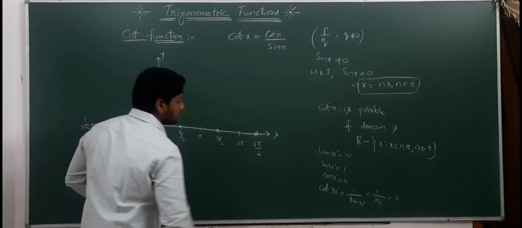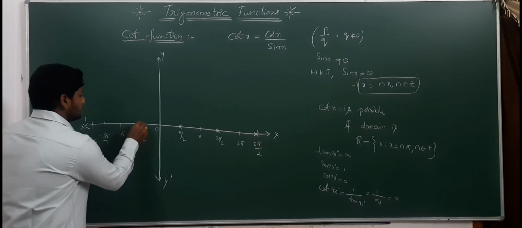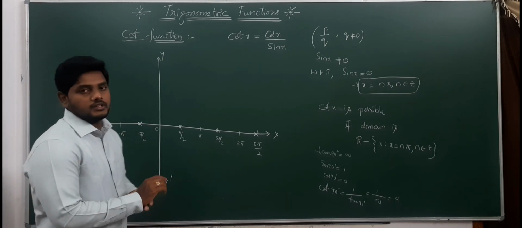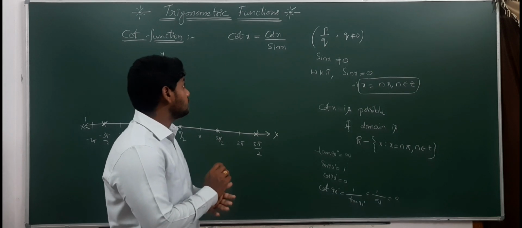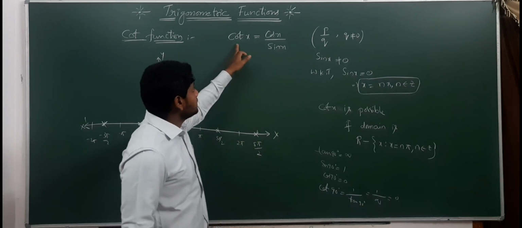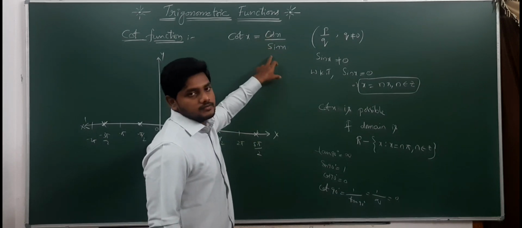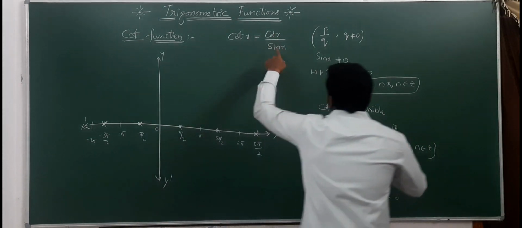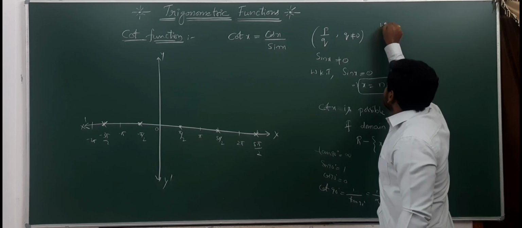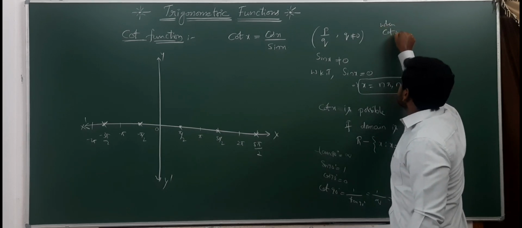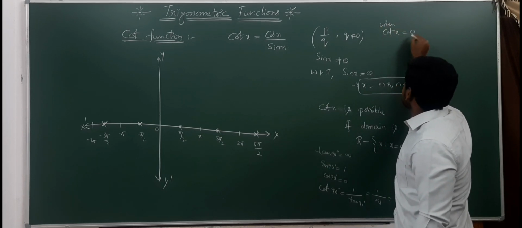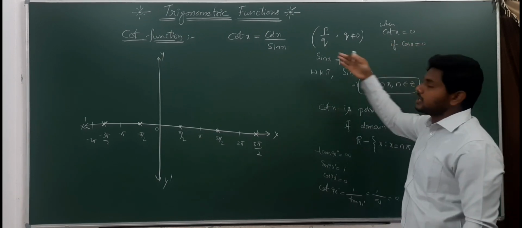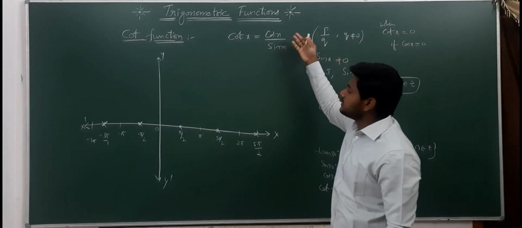Cos 5 pi by 2, that also 0. Cos minus pi by 2, that also 0. Cos minus 3 pi by 2, that is also 0. Why? Because if you observe cot x equal to cos x by sin x, in the p by q form, when cos x becomes 0, cot x also becomes 0, right or not? 0 by anything will be 0.